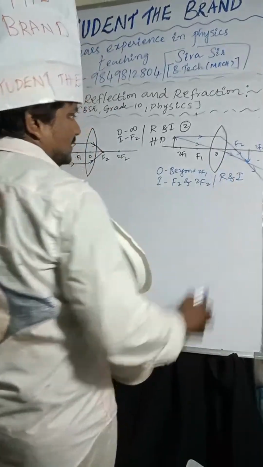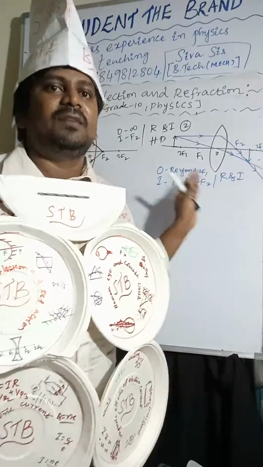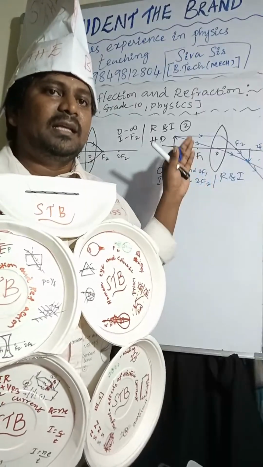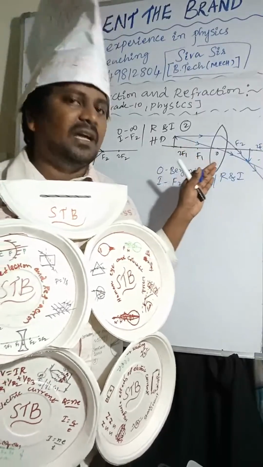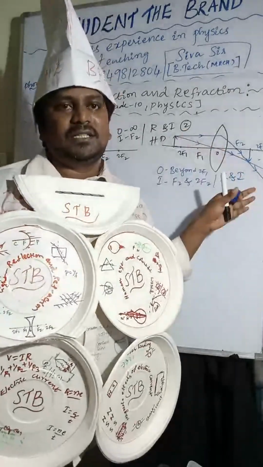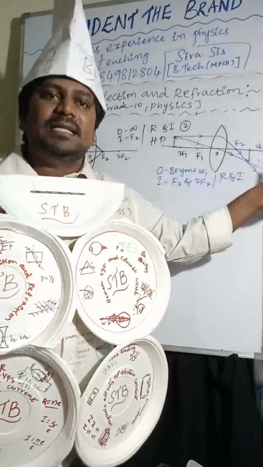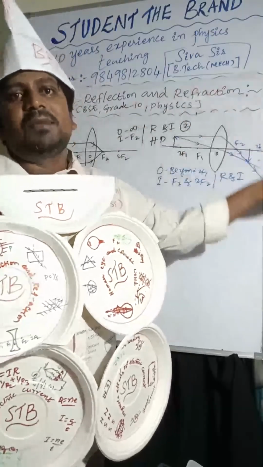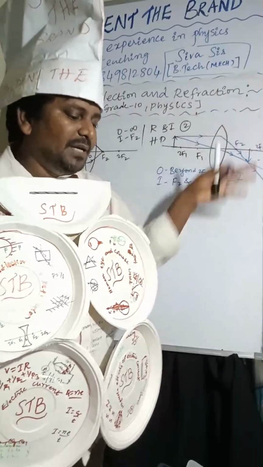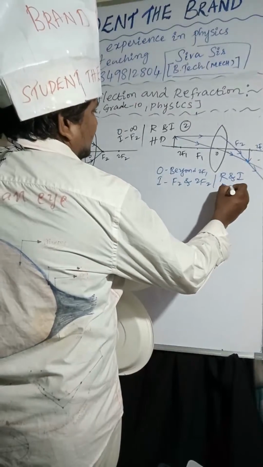Coming to the size. The size of the image is diminished. Compared to the object, the image size is decreased. So the image size is decreased, so diminished.